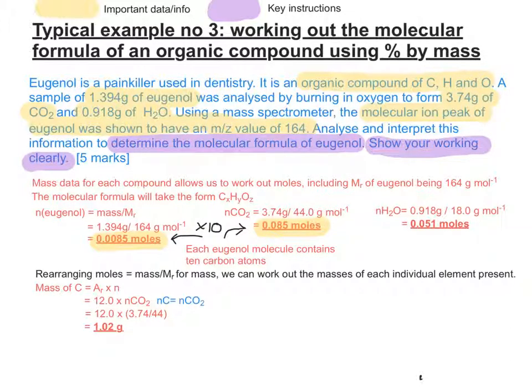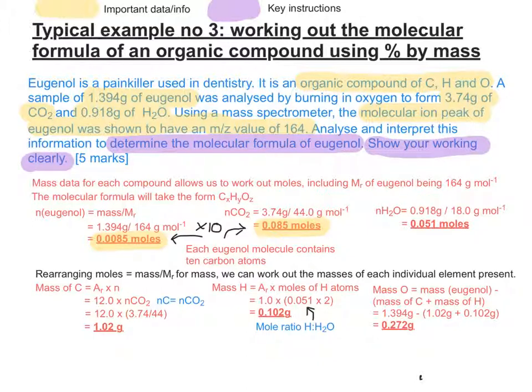We can also do the same for hydrogen. Okay, this time we make another assumption, and this assumption is that for every mole of water you'll have 2 moles of hydrogen atoms because of H2O. So that's why the 0.051 is multiplied by 2. So the next thing we can do to get the oxygen is to work that out by difference, because we don't know from specific data how much oxygen has been used, but we can actually work out how much has ended up in the eugenol.